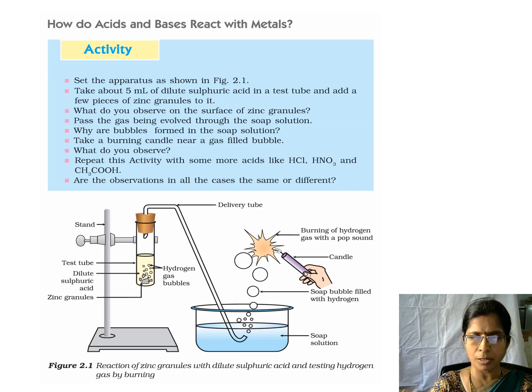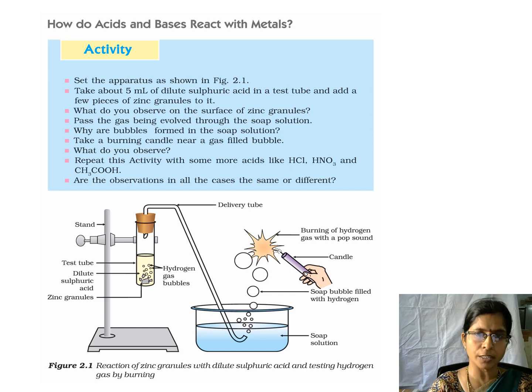Now, you must have heard in your previous classes that the test for hydrogen gas is that it burns with a pop sound. So how can you confirm that the released gas is hydrogen? When the bubbles are rising up, put a burning splinter near to it. Then it was observed that this burning splinter puts off with a pop sound. So this confirms that the released gas is hydrogen gas.